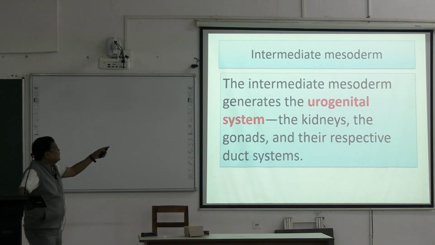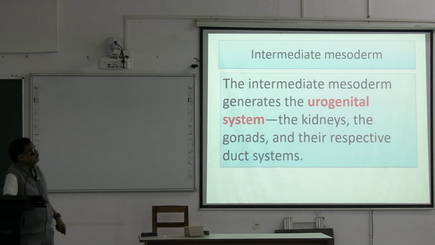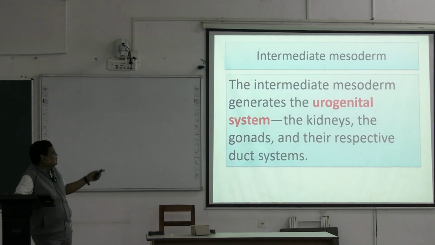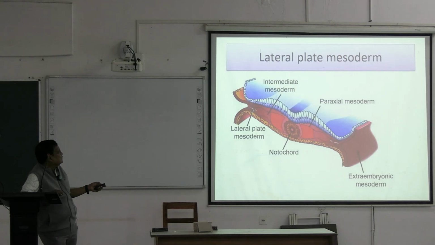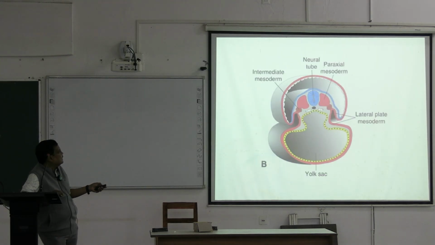Next, intermediate mesoderm. The intermediate mesoderm generates the urogenital system part, the kidneys, the gonads and their respective duct system. Finish for today. This is the lateral plate mesoderm, cavity appears.